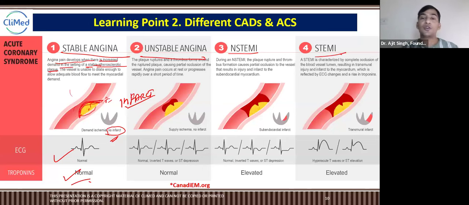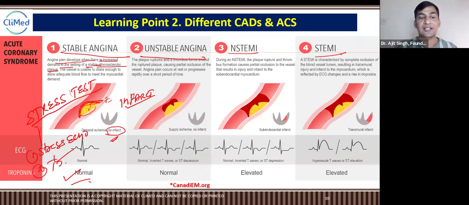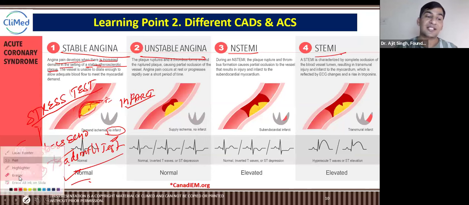Yes, you will go for a stress test. We call them stress tests. Stress tests are, one is stress echo, and second is treadmill test. During the stress echo and treadmill test, there are ECG changes. In the treadmill, when we make the person run on different elevations, the ECG changes, and that time you will get the correct idea of stable angina.